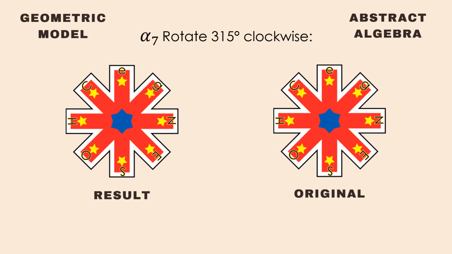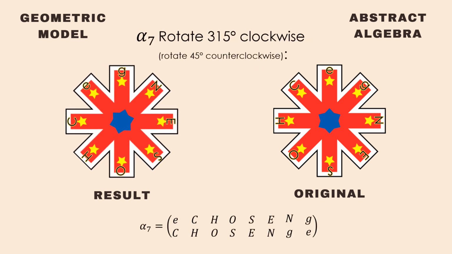Last, for the rotation, we have alpha sub 7, rotate 315 degrees clockwise or rotate 45 degrees counterclockwise. So we have E, C, E, C, C, H, C, H, H, O, H, O, O, S, O, S, S, E, S, E, E, N, E, N, N, G, N, G, G, E, G, E.